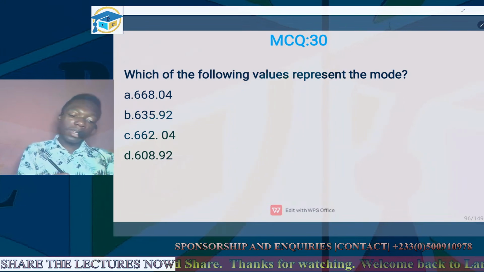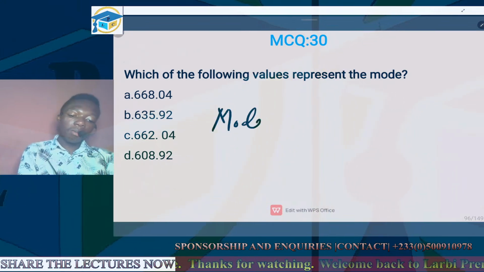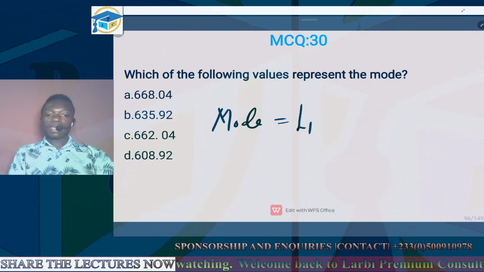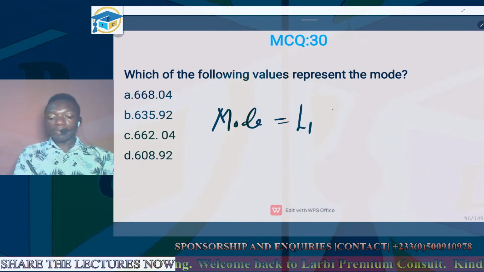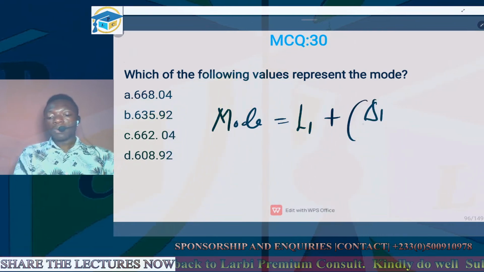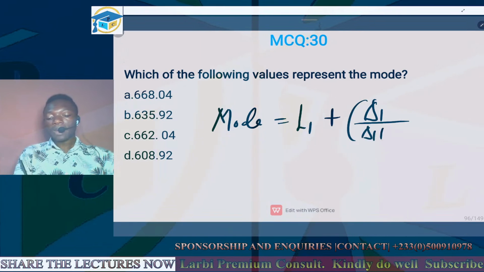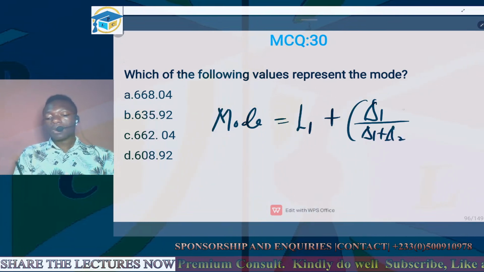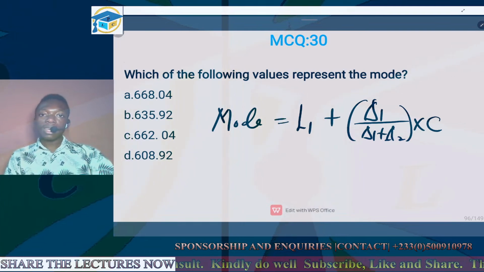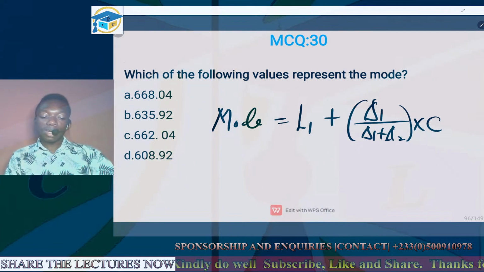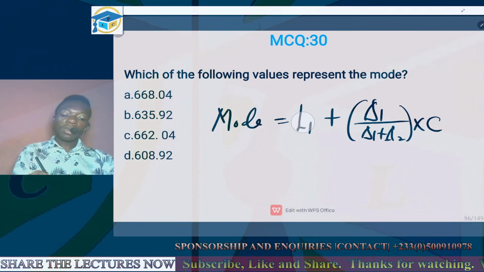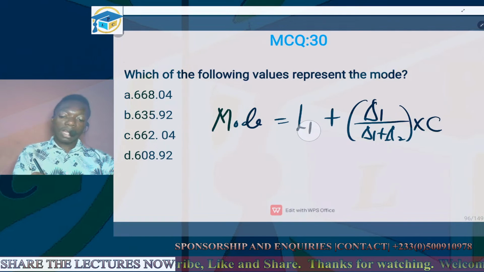We said that to calculate the mode of grouped data, the mode should be equal to the lower class boundary of the modal class, plus triangle 1 divided by triangle 1 plus triangle 2, and then multiplied by our class width or class size. I hope that is clear. So L1 represents the lower class boundary of the modal class.